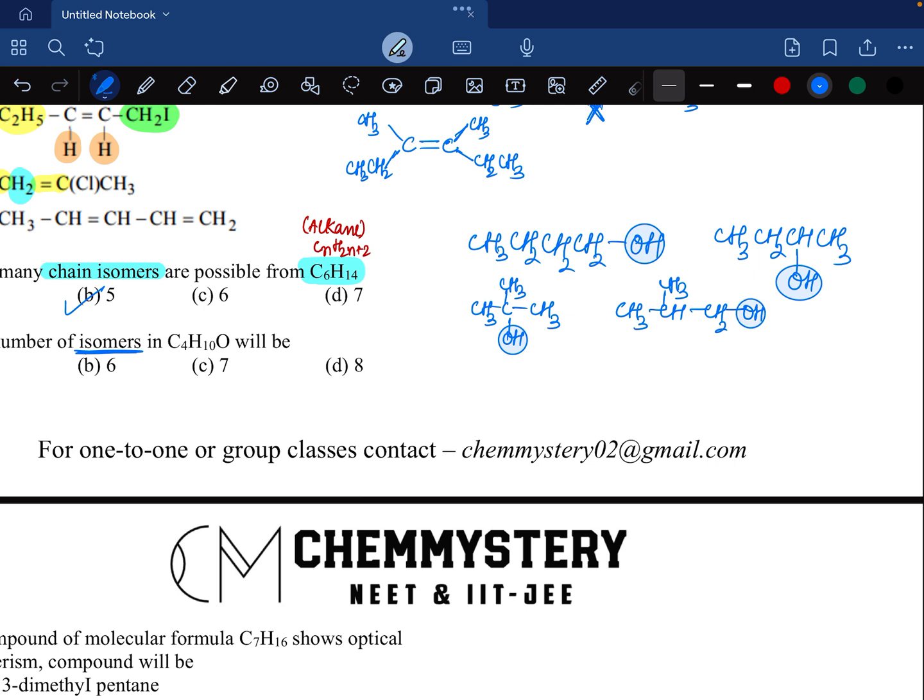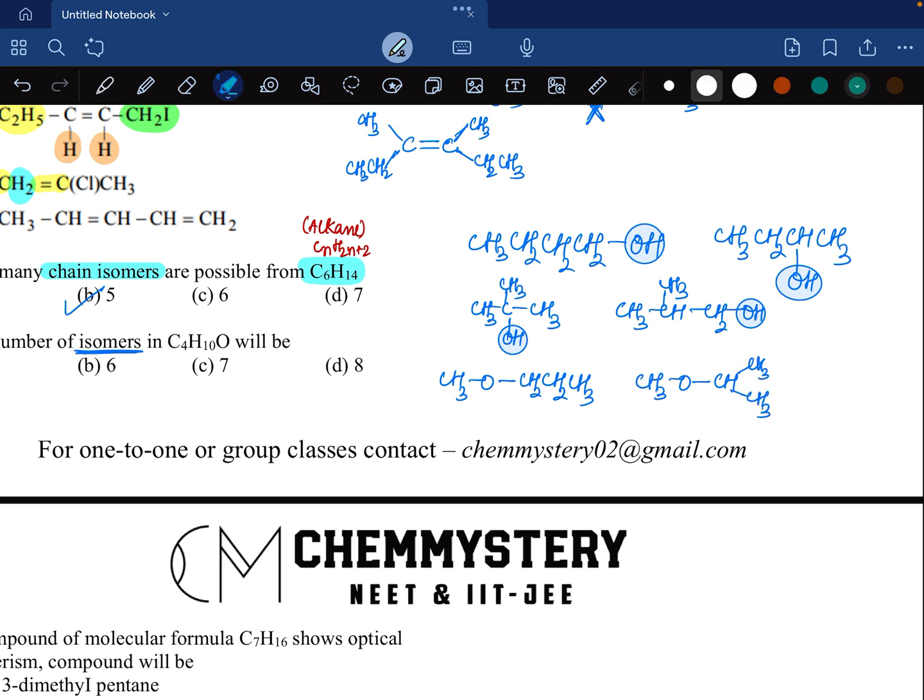Done. Any other possibilities for alcoholic group? Not possible, right? We can also go for ethers. So 4 carbons are there. Let's take 1 carbon on one end, O, CH2, CH2 and CH3. Possible? If I change the attachment of the propyl group and make it isopropyl. So this is methyl. I make the propyl as isopropyl, CH, CH3, CH3. Attachment only I have changed.